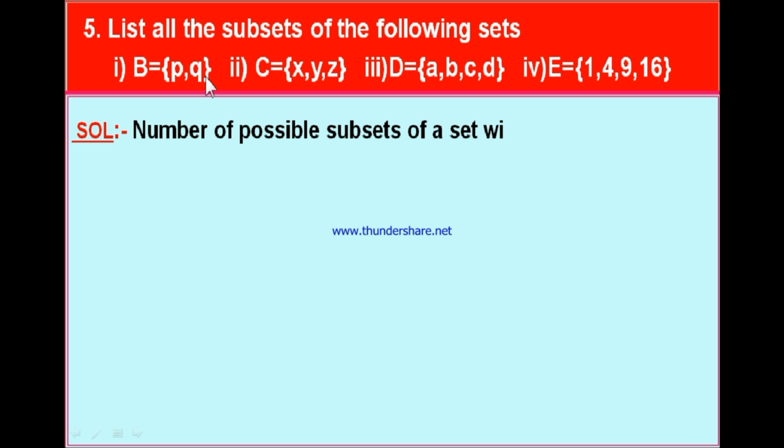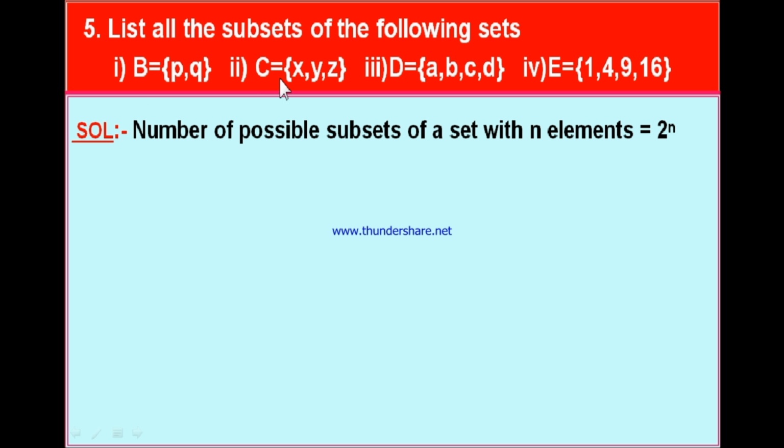Before writing the subsets, it is better to know this statement: the number of possible subsets of any set with n elements is equal to 2 power n. If a set has n elements, then the number of possible subsets is 2 power n. For example, if you look at B, how many elements does B have? The set B has 2 elements. If B has 2 elements, then the number of subsets of B is 2 power 2, 2 square, which is 4. Therefore, the number of possible subsets for B is 4.